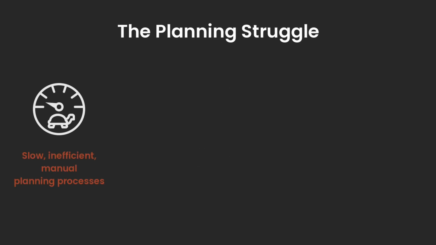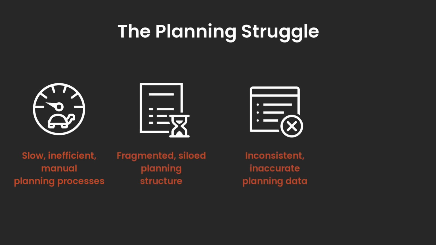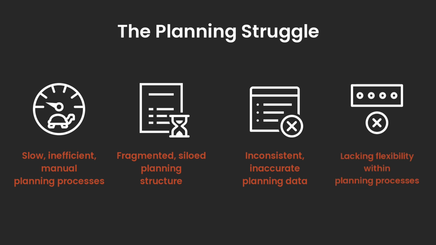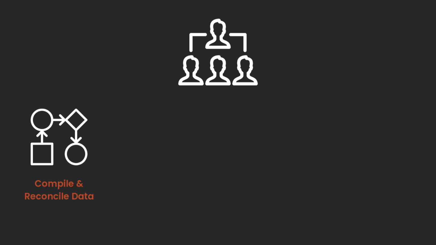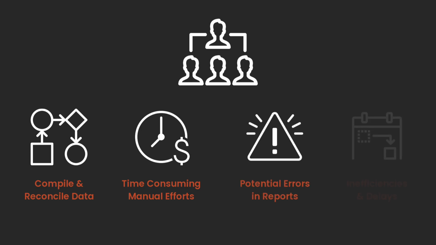Imagine you're a finance manager at a rapidly growing company, tasked with creating accurate financial forecasts for the upcoming quarter. However, you're facing challenges with slow, inefficient, manual planning processes, a fragmented, siloed planning structure, inconsistent, inaccurate planning data, and lacking flexibility within planning processes. Your team struggles to compile and reconcile data from different departments, resulting in time-consuming manual efforts and potential errors in your financial reports, leading to inefficiencies and delays in your planning process.